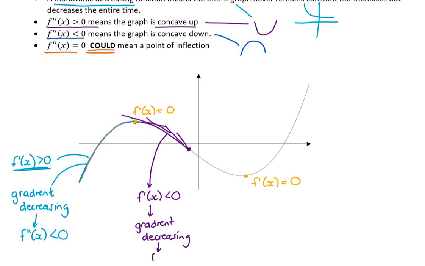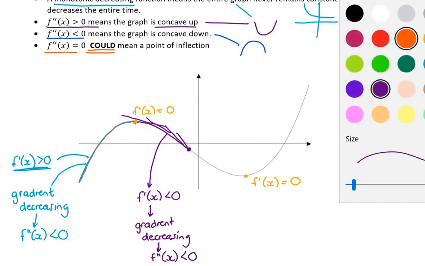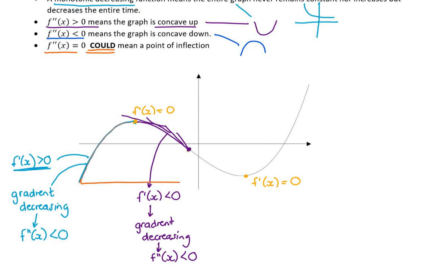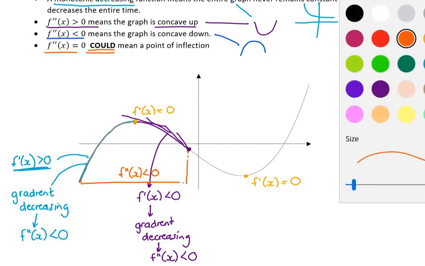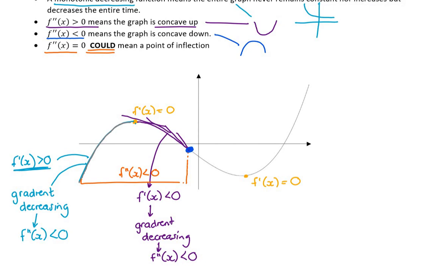That means my second derivative is still negative. So this entire time, up until there, my second derivative is negative. Notice that your gradient can change sign. Your derivative changed sign here, but my second derivative did not. This point here is where my concavity changes. So this entire part, where my second derivative is negative, is called concave down. This entire shape is called a concave down shape.